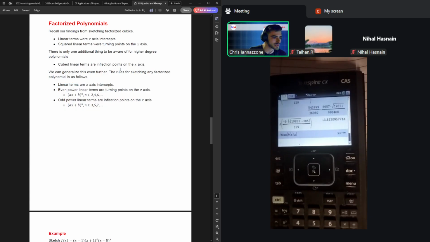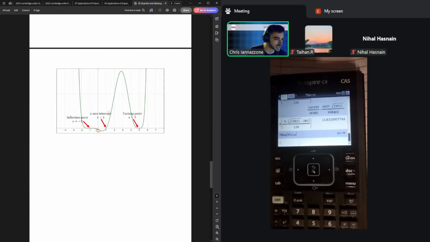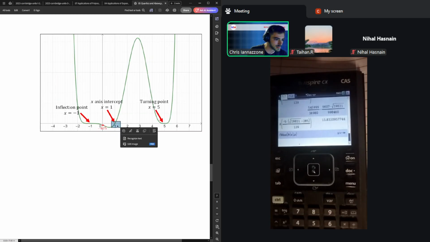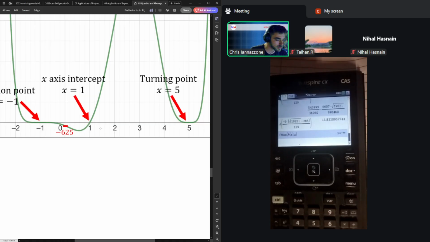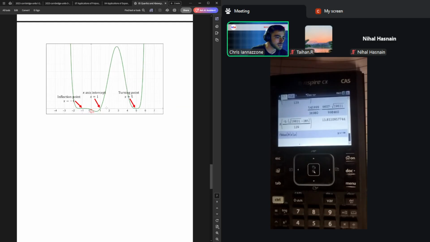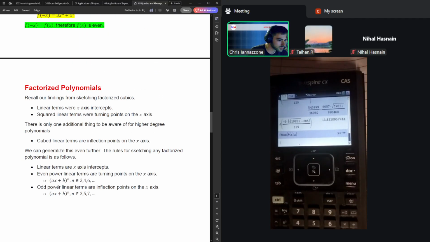linear terms are always x-axis intercepts. They would always cut at a spot like that. They'll go from bottom to top or top to bottom. They go straight through. And we also had turning points that were on the graph. Those were whenever we had squared linear terms. They had a power of 2.